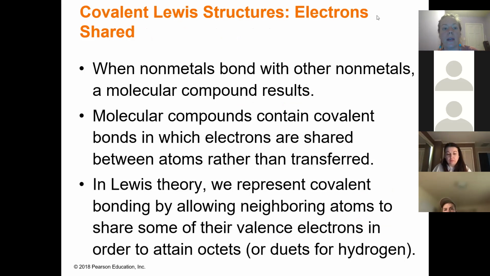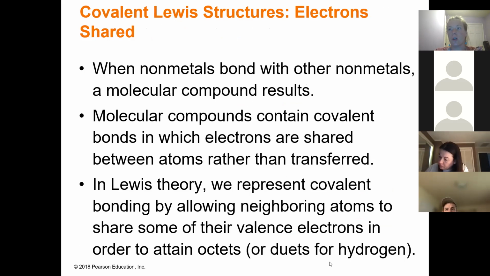All right, this is where we like to use the Lewis dot structure though, when we have a covalent bond, or two nonmetals. So when nonmetals bond with other nonmetals, they form a molecule, and these molecular compounds contain covalent bonds where the electrons sit in the middle and they're shared.